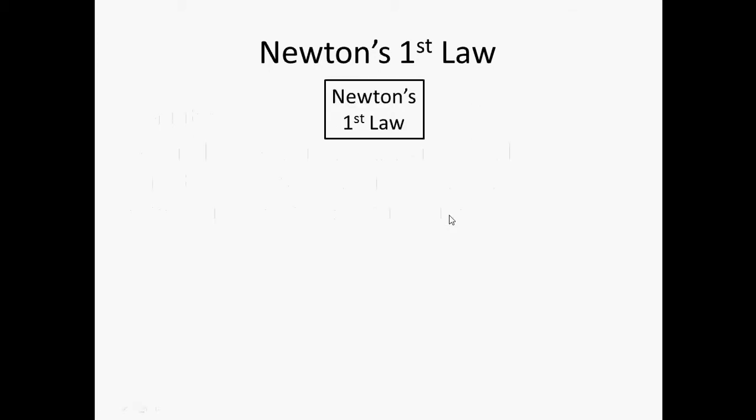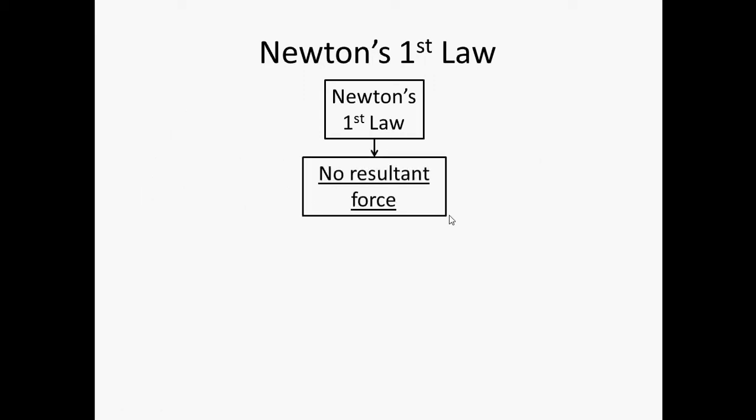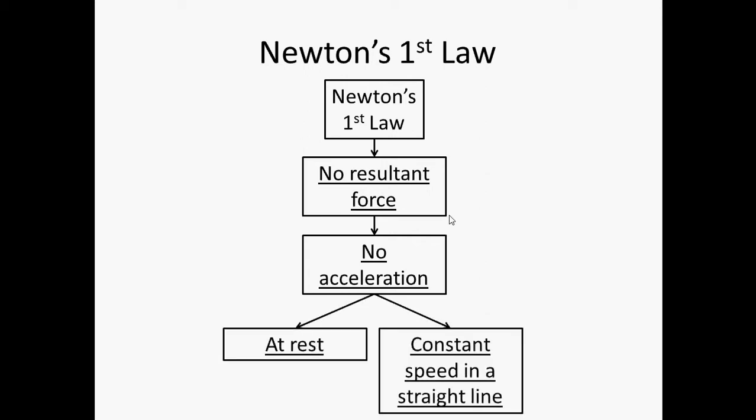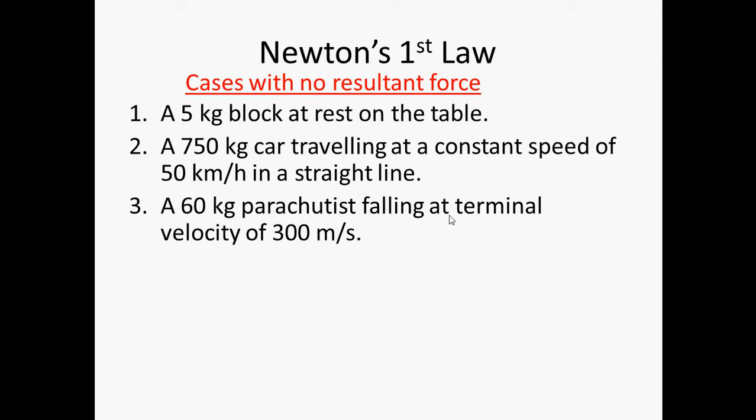Because of Newton's first law, in a nutshell, there's no resultant force. Because of that, the body will have no acceleration, and because of that, the body will either be at rest or move at a constant speed in a straight line. Alright, so this is a summary of Newton's first law. Let's look at some examples.